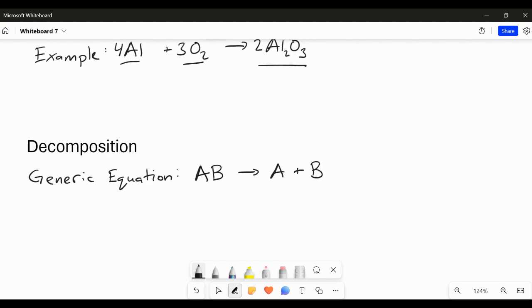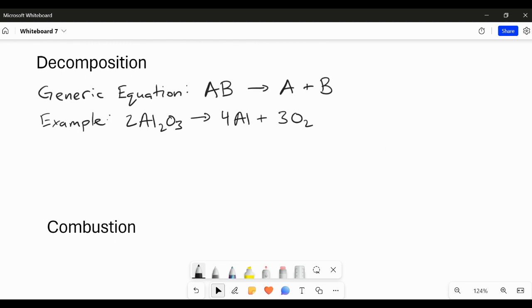And similarly, our example could be literally the exact opposite of what we did before: 2 Al2O3 becomes 4 Al plus 3 O2. So we have our aluminum oxide compound reacting and splitting apart to form aluminum and oxygen. This is decomposition.